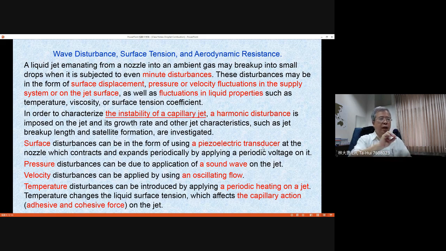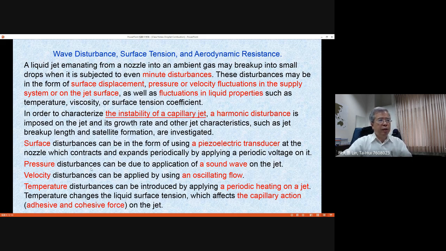Then those kinds of motion on the liquid surface will continuously extend to the liquid jet injecting out, and those kinds of surface variation further continue, and when the amplitude is large to a certain value, they will break up the liquid jet into small droplets. I will give you an example to see the breakup mechanism.